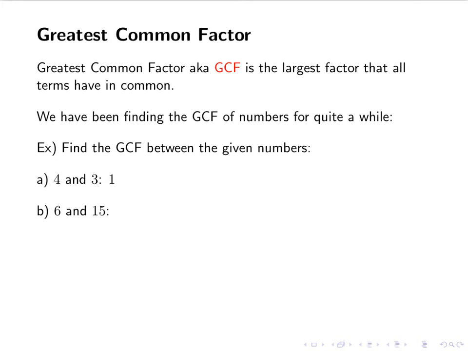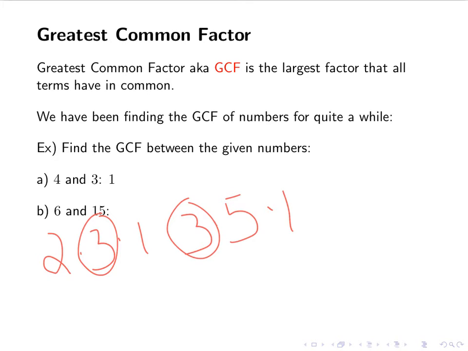How about 6 and 15? So if I factor 6, I have 2 times 3. And if I factor 15, I have 3 times 5. And again, we'll always have the 1. So what they have in common, besides the 1, is the 3. So 3 times 1, but again, we don't really need the 1 unless it's the only thing they have in common. So the GCF here is 3.